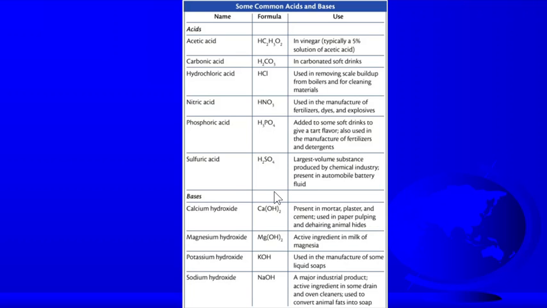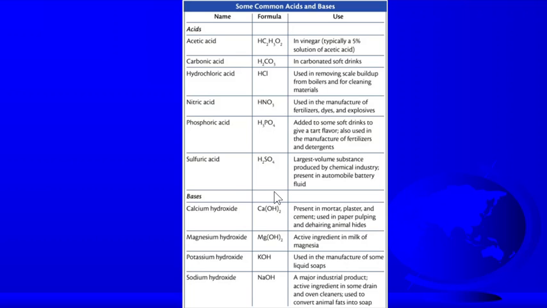Carbonic acid is in your drinks. Hydrochloric acid is used for cleaning. Nitric acid is used for fertilizers, dyes, and explosives. If you want your drink to be a little tart, you add phosphoric acid. Of all of these, sulfuric acid is the most useful. It's used in huge amounts.